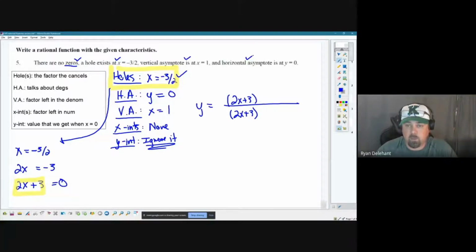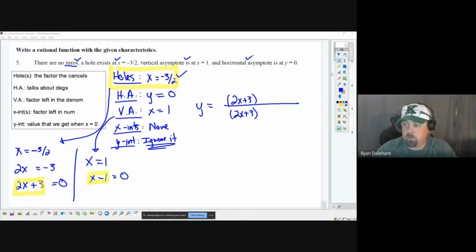Horizontal asymptote, y equals 0. We'll come back to that one in just a second. Okay. Vertical asymptotes. If you remember, vertical asymptotes were the factors that were left in the denominator. So we've got to take that x equals 1, and we've got to solve it for 0 to figure out what we should write in the denominator. So we minus the 1, we get 0, and that means this term needs to go into the bottom.